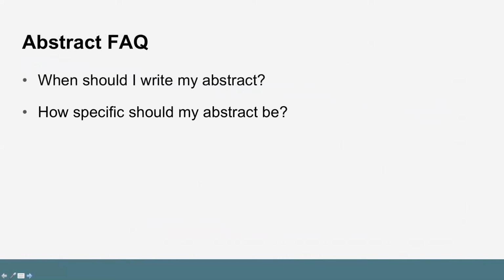Another question we get is, how specific should my abstract be? As you do your research for your paper and read abstracts in your field, you'll probably see that some are vague and some are very specific. Some might read just like, this review concludes with implications drawn from the body of research and directions for future study. Or it might just say suggestions for further research are included. And they don't get more specific than that.